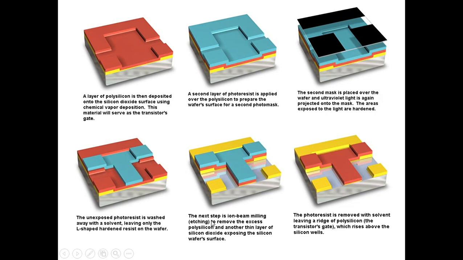Okay, the next step is ion beam milling, or you can also call it etching, to remove the excess polysilicon and another thin layer of silicon dioxide, exposing the silicon wafer surface. Okay, so here you can see this procedure. The photoresist is removed with solvent, leaving the ridges of polysilicon, the transistor's gate, which rise above the silicon wells.